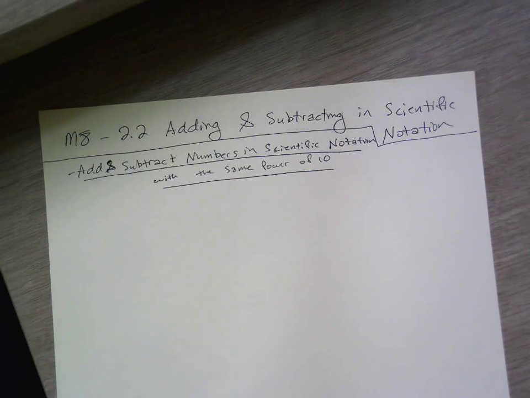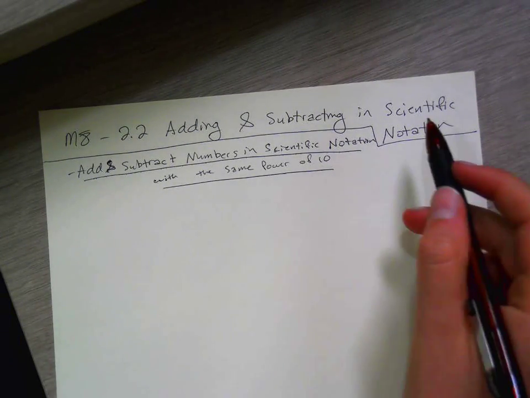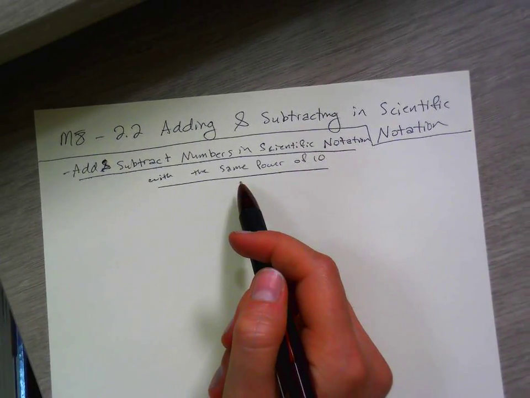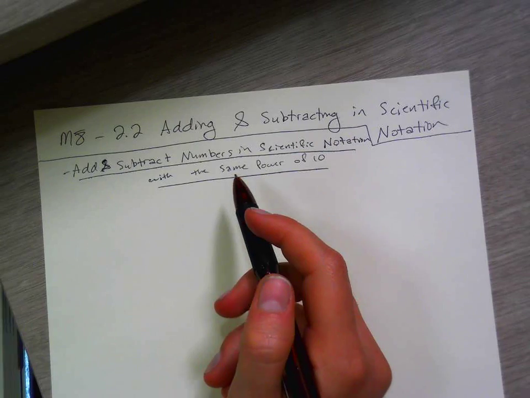This is Math 8, Section 2.2, Adding and Subtracting in Scientific Notation. We're going to add and subtract numbers in scientific notation with the same power of 10. So here is our problem.